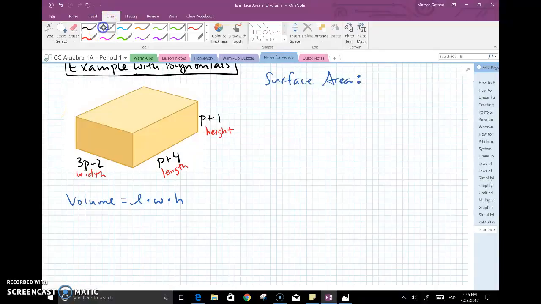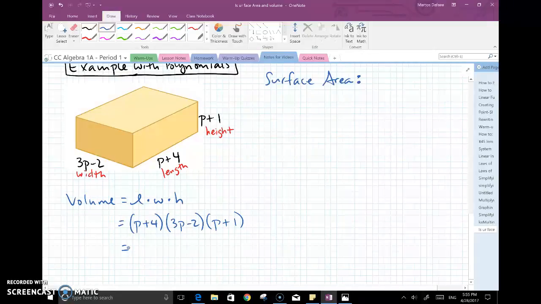So plugging in what I know, my length is p plus 4, so this will be p plus 4, and this will multiply to my width, which is 3p minus 2, which will then multiply to my height, which is p plus 1. Now, the best way to multiply binomials when you have more than two of them is to just do it two at a time, and that way you'll be done in no time.